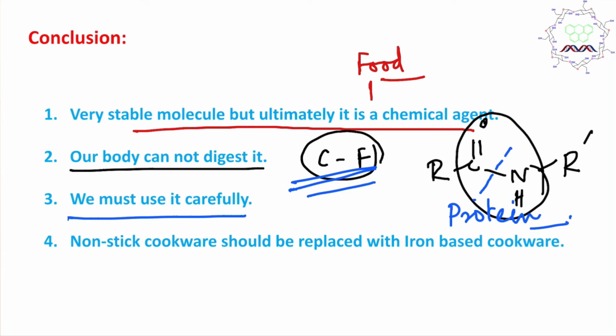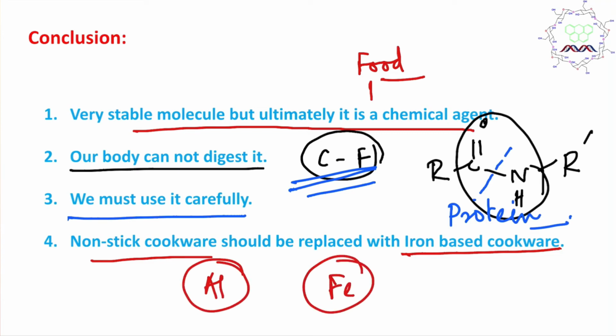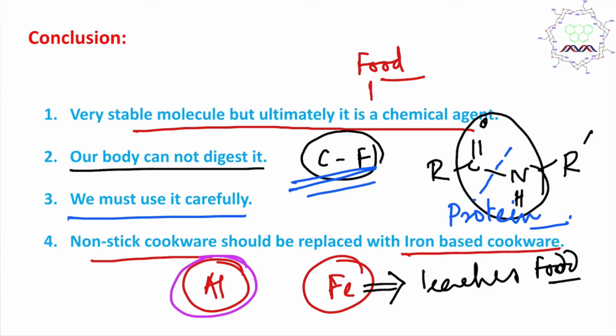And most importantly, non-stick cookware should be replaced with iron-based cookware. Now there is a trend that people use aluminium-based cookware. Compared to that, iron-based cookware is better. Why? Because during cooking, iron leaches into the food. Consequently, a certain concentration of iron is maintained within the food, which is healthier for our body, whereas aluminium is not good. Consequently, it is better to cook in our old traditional style, that is iron-based cookware, although it doesn't look good, ultimately its effect is good.